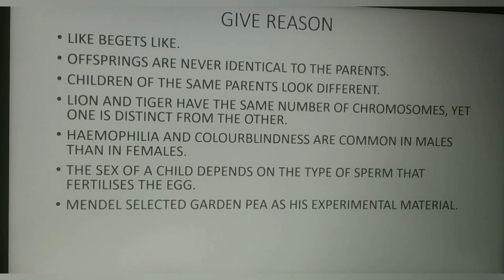Mendel selected garden pea as his experimental material. What are the reasons? First one, many varieties of the plants were available in alternative forms of a character. Second reason, the varieties available are in pure form, or they were true breeding. The third reason, pea plants are self-pollinated, but cross-pollination can also be done in pea plants. And pea plants have a very short lifespan, so it was easy to conduct experiments on pea plants. That is why he selected garden pea as his experimental material.